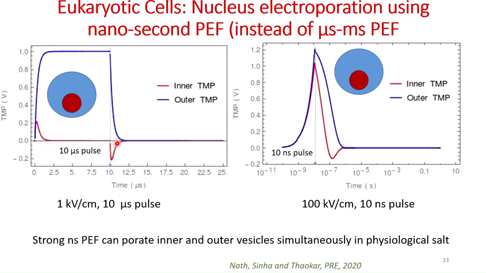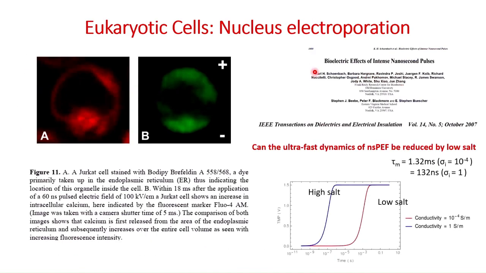So this is with 10 microsecond weak pulses, but if you apply, say, a 10 nanosecond pulse with a very strong field, for example 100 kilovolts per centimeter, then you see that both the nucleus and the outer cell membrane can reach 1 volt of transmembrane potential. So both the membranes can get simultaneously electroporated, and this is what is used in a technology called nanosecond pulse electric field. In nanosecond pulse electric field, the idea is to porate the inner organelles.